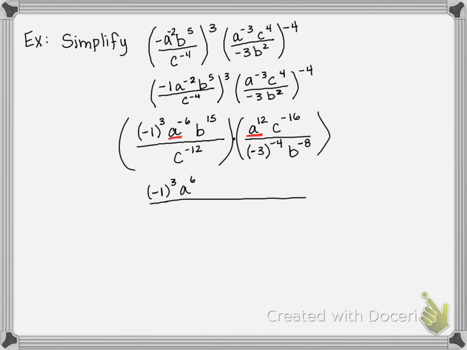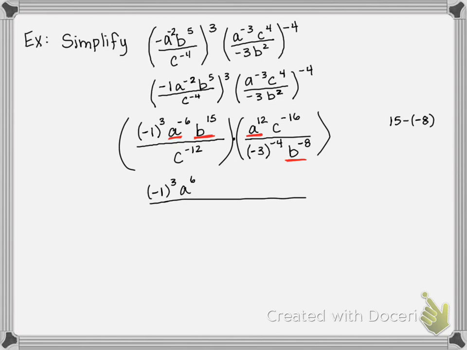Then I see that I've got b to the 15th on the top and b to the negative 8th on the bottom. So what should I do with those exponents? You would take 8 from 15 and leave it at the top. So we would subtract the exponents, right? Now you have to be very, very careful with this because 15 minus negative 8 is not 7. It is 23.